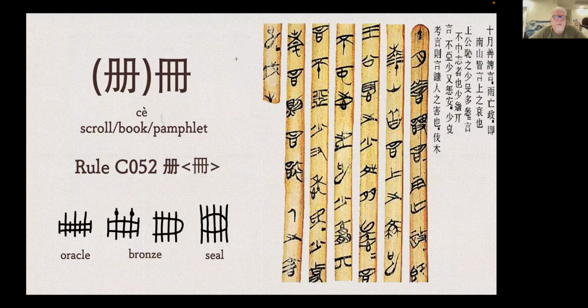So the modern character ce means a book or pamphlet. It's subject to the rule C052. You can see the difference in the simplified character and the traditional character. The simplified character is actually more complicated than the traditional character.